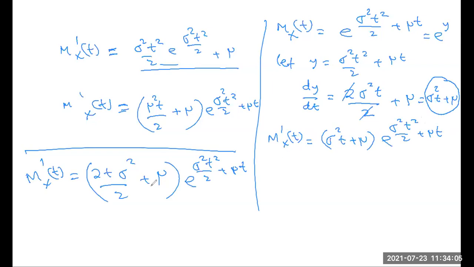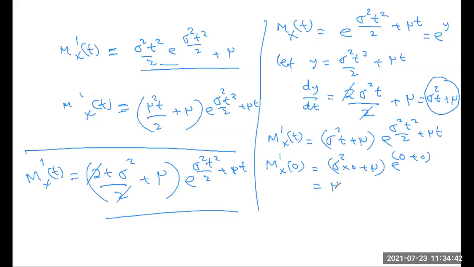That's the correct one. Even this one here is correct, given to us by was it Patel? It's only that you did not simplify this, which does not change the meaning of the whole term. So when t is equal to 0, the first derivative will give us sigma squared times 0 plus mu, times exponent of 0 plus 0, because when you multiply any number by 0, you get 0. So sigma squared times 0 is 0. So do you get mu?